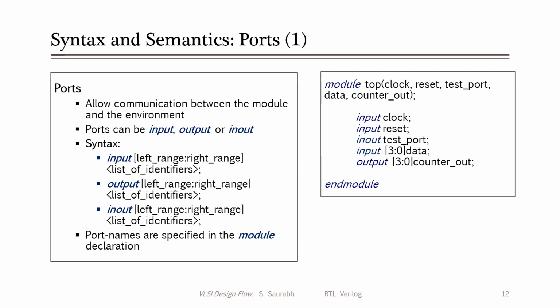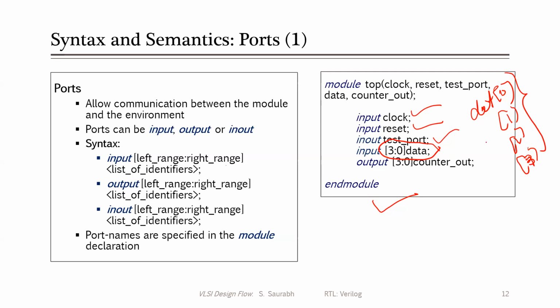In this example, you have a module top with input ports defined here, then another input port, and then here a bus [3:0]. So this data is 4 bits: data 0, data 1, 2, and 3. Similarly for counter out. Module port names and their direction can also be specified in the module header, rather than describing them separately.